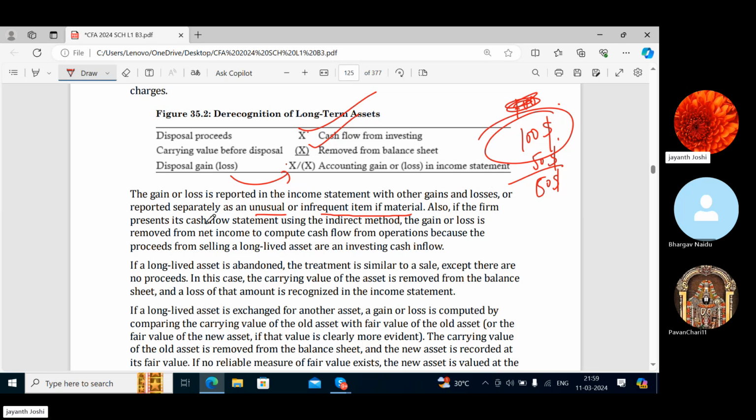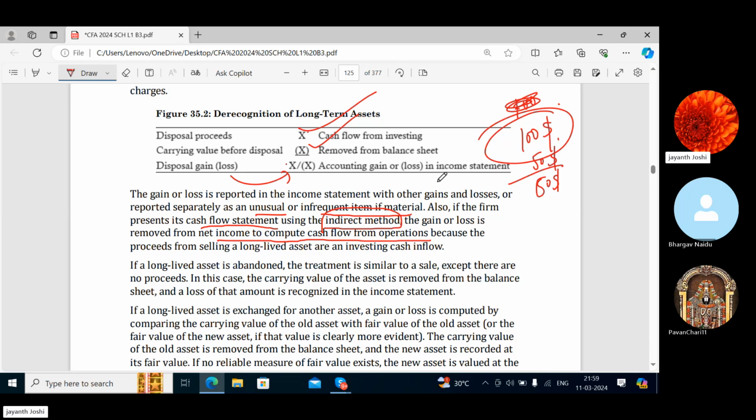Also, if a firm makes a cash flow statement and you are preparing it using the indirect method, the gain or loss from the sale of the asset is removed from net income to compute cash flow from operations. So this we will discuss when we'll be doing cash flow statements.